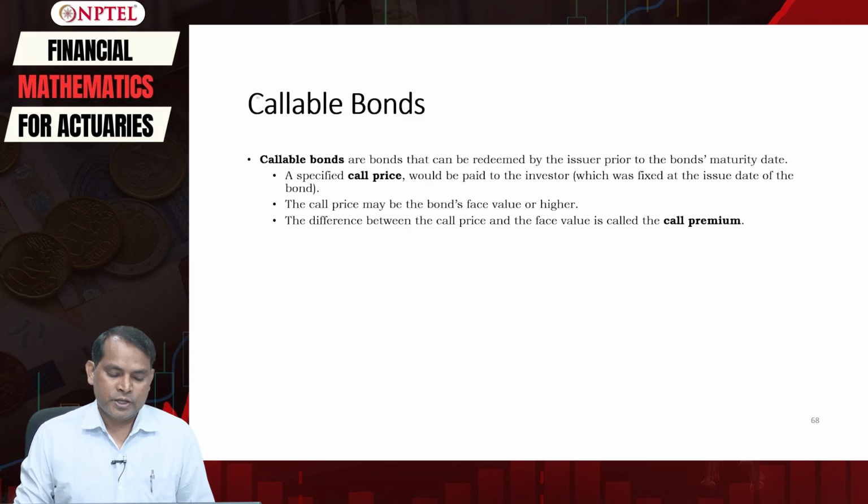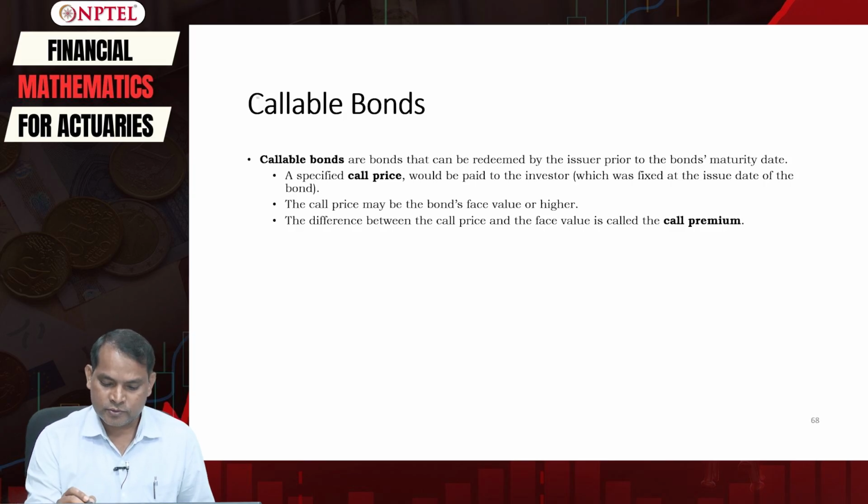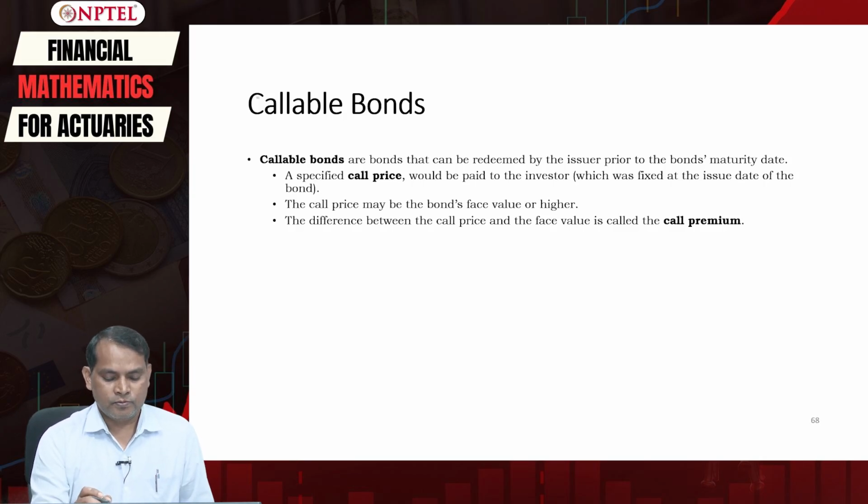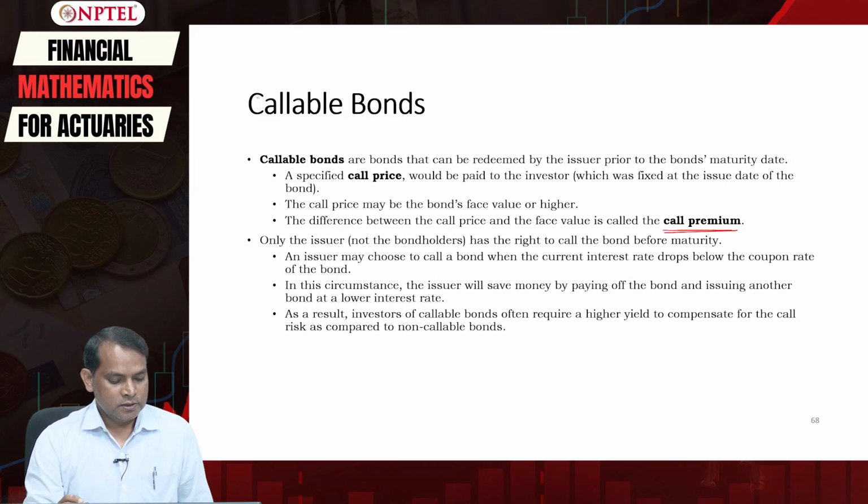A specified call price should be paid to the investor, which is usually fixed at the issue date of the bond. The call price may be the bond's face value or a little bit higher than that. The difference between the call price and the face value is usually known as the call premium. Remember that only the bond issuers, and not the bond holders, have the right to call the bond before the maturity.